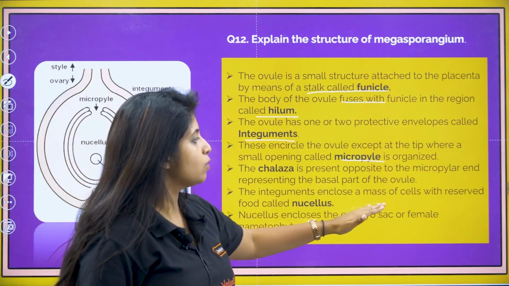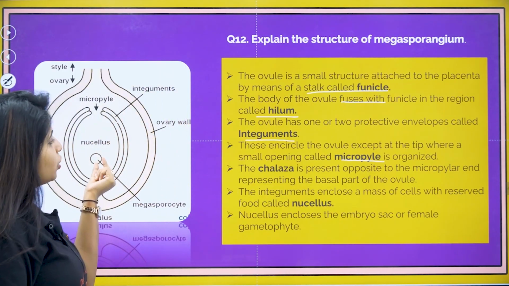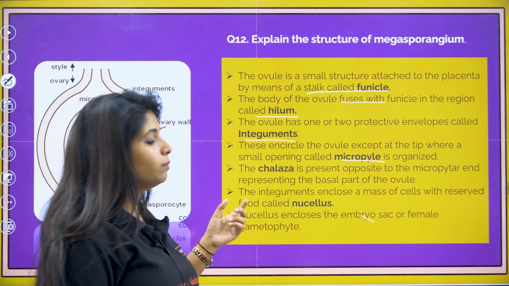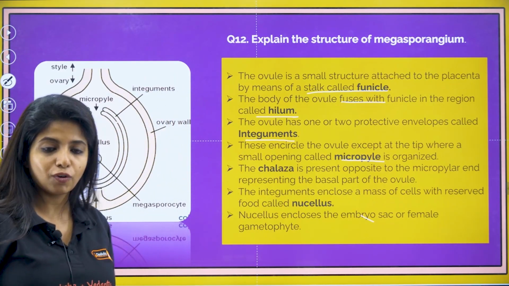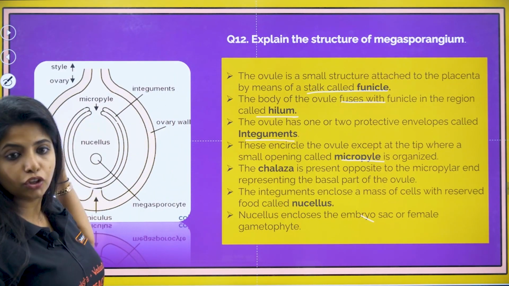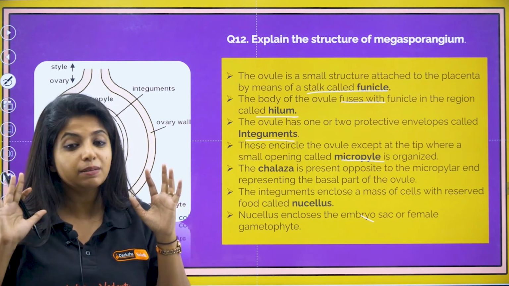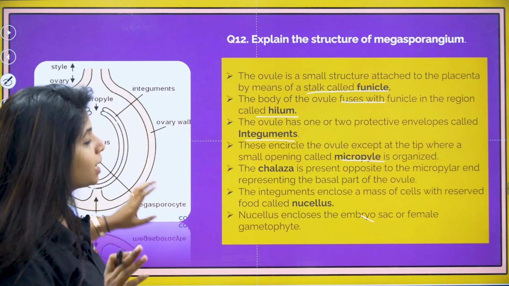The integuments enclose a mass of cells with reserved food material. Now what do you call this mass of cells? Nucellus. Nucellus encloses the embryo sac or the female gametophyte. Whenever a female gametophyte is formed, it would be inside the nucellus. The cells of the nucellus are usually used up, sometimes it persists, and that's when you call this perisperm.